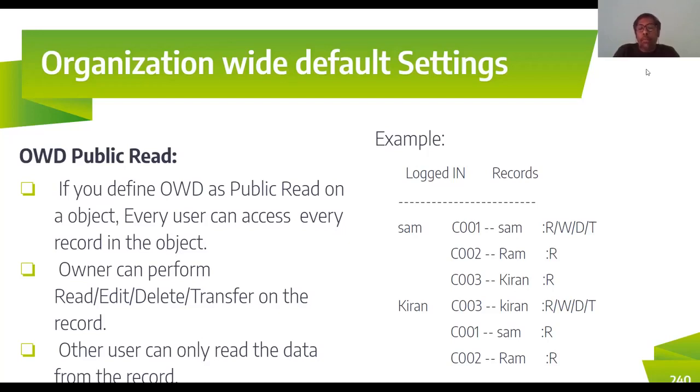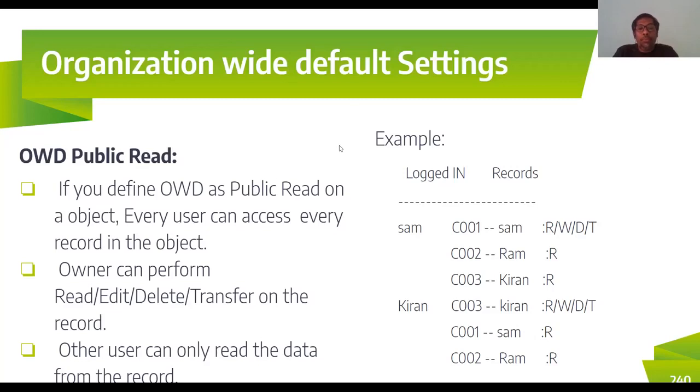Only he can view it; he has no access. Coming to C003, Kiran is the owner of this record and he has read, write, delete and transfer access. Whereas Sam and Ram cannot do any operation other than read. They can only read it. This is all about OWD public read.